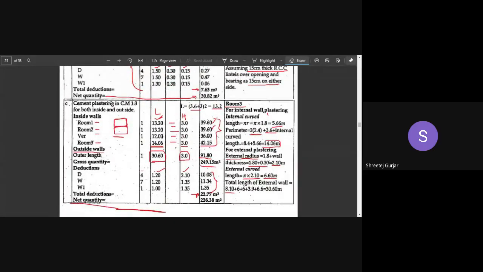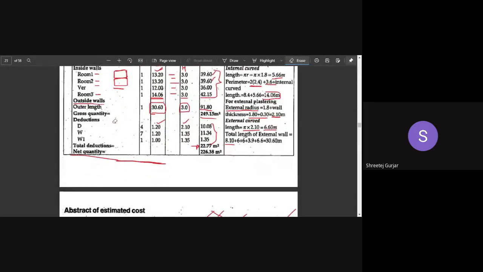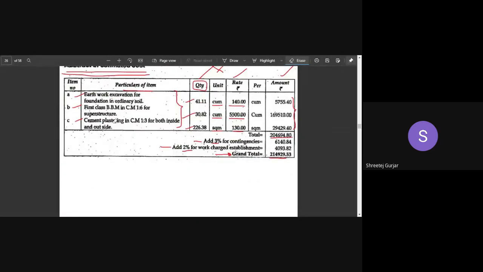So we have calculated using the long wall, short wall method. You can try using the centerline method as homework. You can try solving the same numerical using the centerline method, and you have to get the same quantities. If you are not getting the same quantities, you are going wrong somewhere. Okay, that is there. So I hope this is clear.